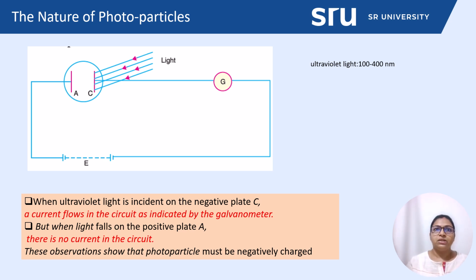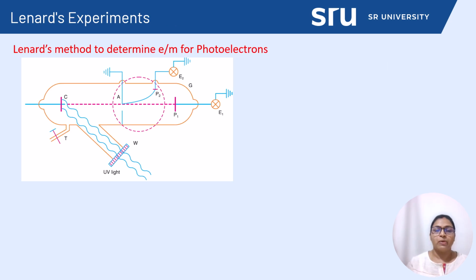Now let's move to Lenard's method. He calculated the electronic charge to mass ratio. He found experimentally that the value is the same in various cases. He then discovered that photoparticles are nothing but electrons.